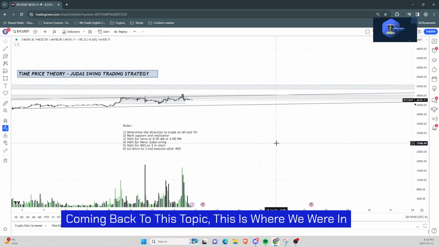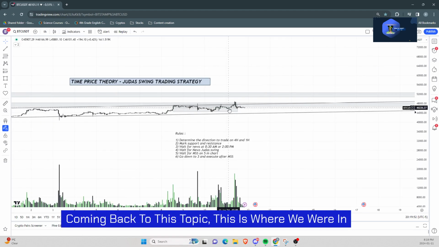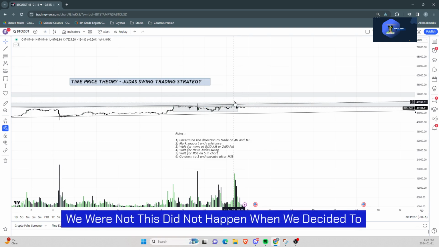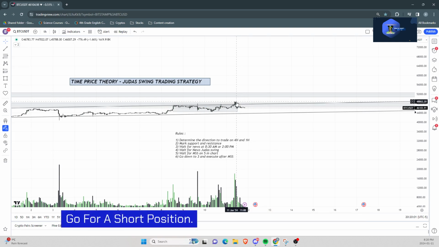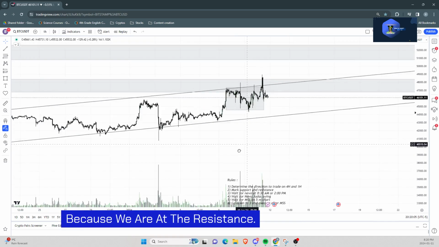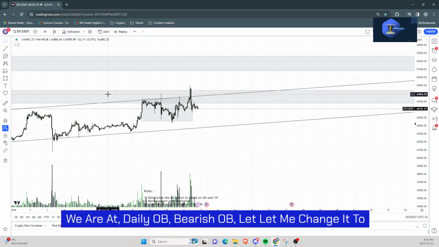Coming back to this topic, this is where we were in the morning, right? We were somewhere around here. This did not happen when we decided to go for a short position. Why did we decide to go for a short position? Because we are at the resistance. We are at the daily OB, the bearish OB.